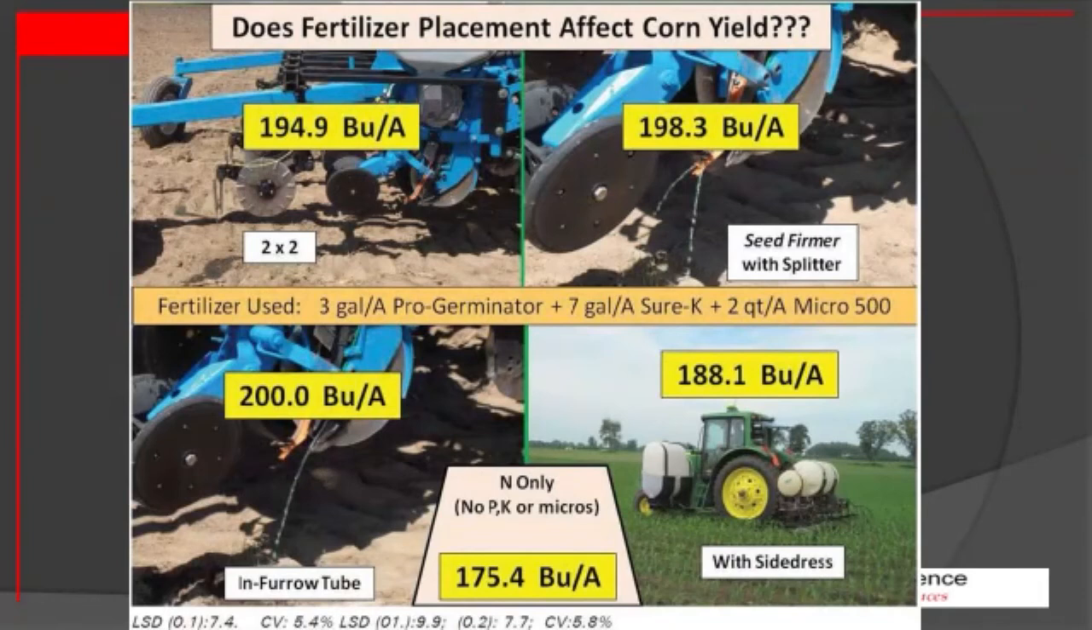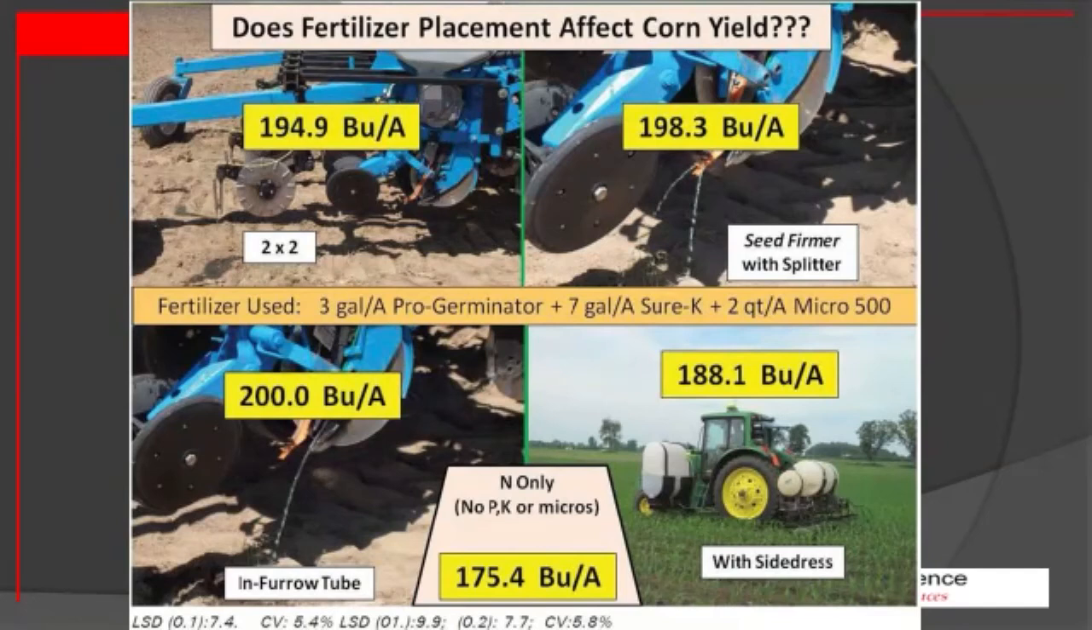So how about these different placements? We've looked at the in-furrow, now we've looked at 2x2. Here's some data again from this Michigan study. Now you can see where they put their 2x2. It's behind the row, the planter unit all the way there, so it's a custom rig, so to speak. Then the seed firmer with the splitter on both sides, the furrow right underneath the seed, and then they had side dress or no starter.